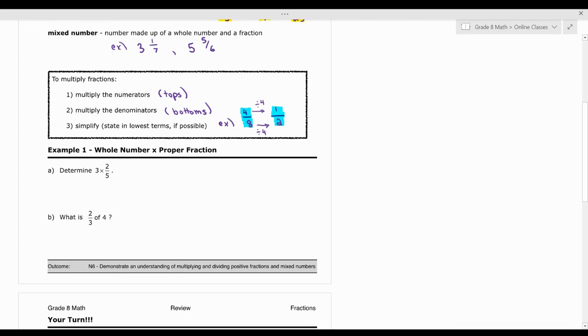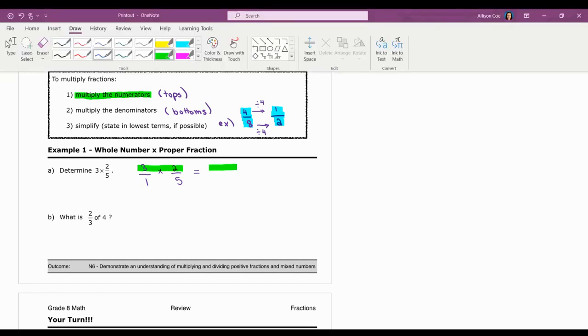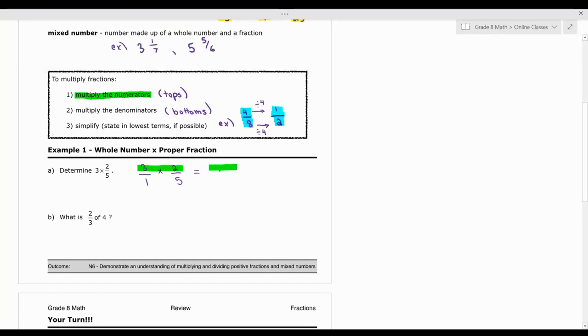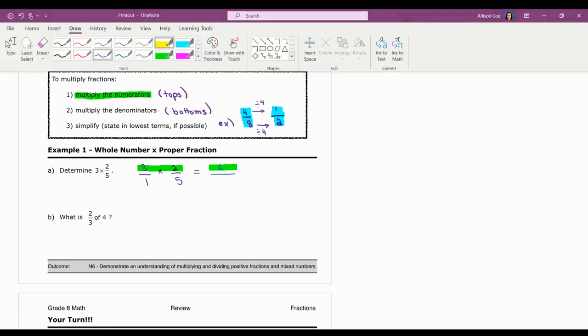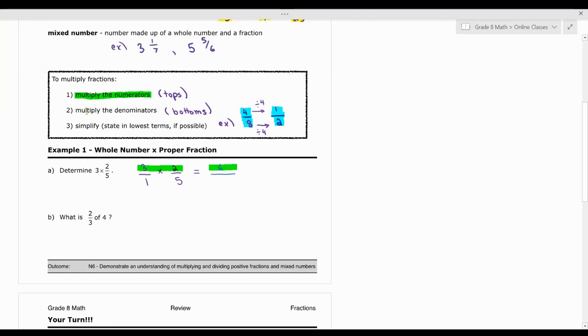Right? Now, what I like to do is I'm going to think about, well, the number 3 technically is like a 3/1. And then I'm timesing that by 2/5. Okay, well, according to my steps, I would multiply the numerators. So I'm going to go my top times my top. So we're going to get 3 times 2, which is 6. Sorry for the color change, trying to save you some time. And then I'm going to multiply my denominators, my bottoms. So I would go 1 times 5. So I would get 6/5.